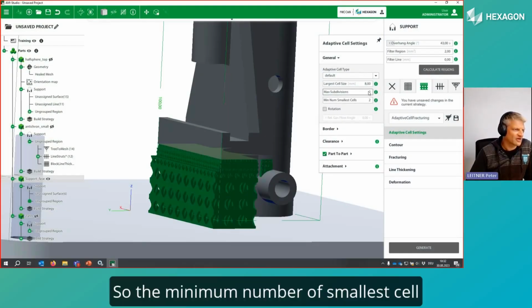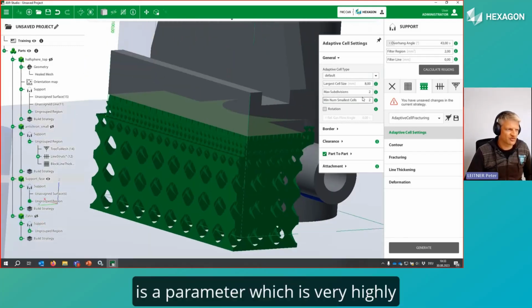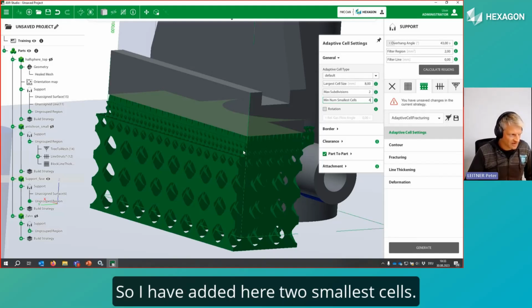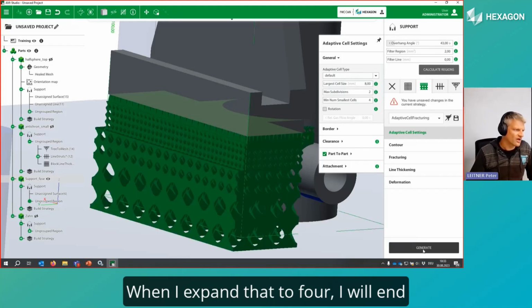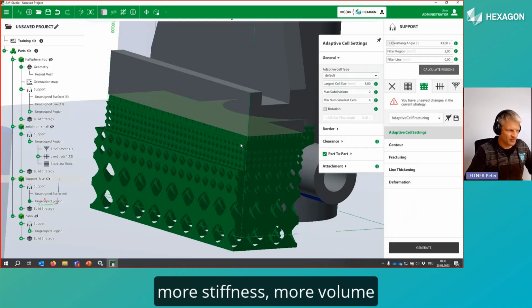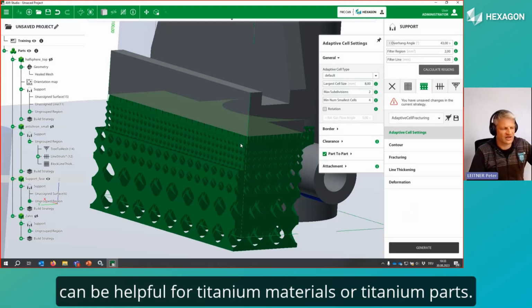Values here, so the minimum number of smallest cells is a parameter which is very highly recommended to change depending on the material. So I have added here 2 smallest cells. When I expand that to 4, I will end up with more smallest cells, so more stiffness, more volume near to the support area. And for example, this can be helpful for titanium materials or titanium parts.